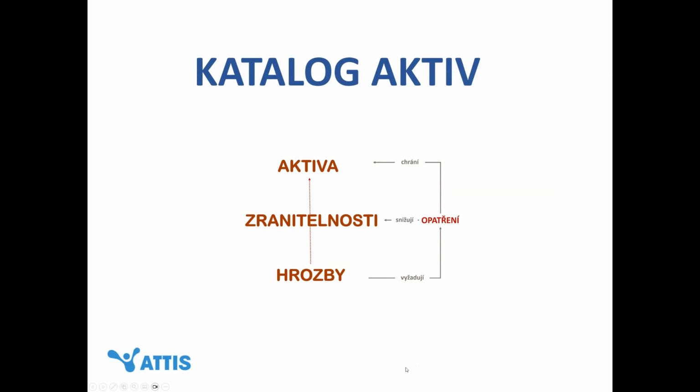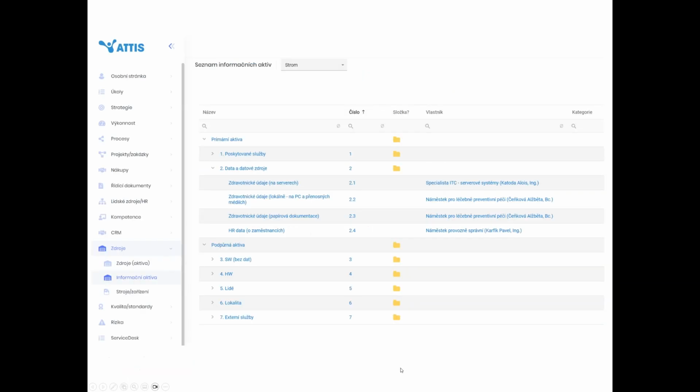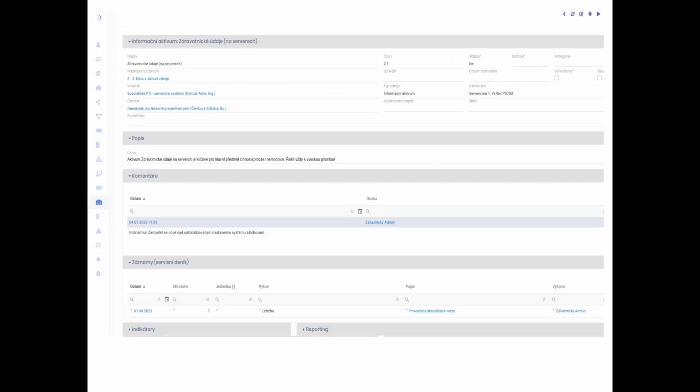Asset Catalog. The basis of the risk management system is the identification, registration, and evaluation of the organization's assets. ATTIS supports the registration and evaluation of assets that can be classified into different categories. For cybersecurity purposes, information assets are the most important. Their catalog can be clearly organized into folders and displayed, for example, in the form of a tree. The information asset card contains a series of information that describes the asset and displays all the important links of the asset to other elements of the risk management system.